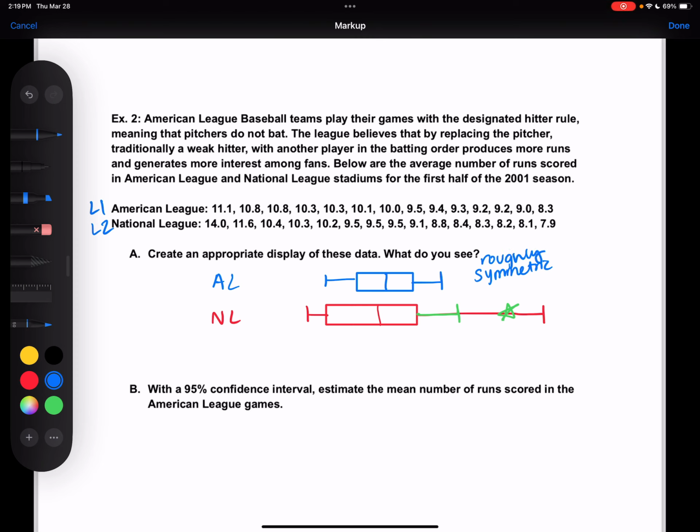How about the National League, though? Skewed. Even when I take out the outlier, it still is a little bit, right? Yeah. So, slightly skewed right, with an outlier. Always good to point those out when we know that they're there.